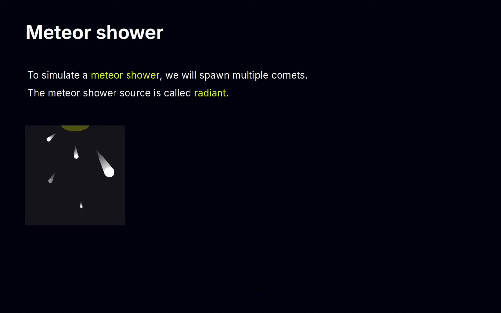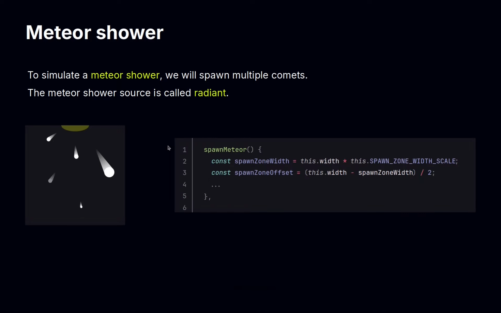Generally, comets appear from one source, and that source is called the radiant. You can see that here I have tried to color it in yellow, and you can see that the comets come directly from this region. We are going to do the same thing in our effects. And here's the code corresponding to this.